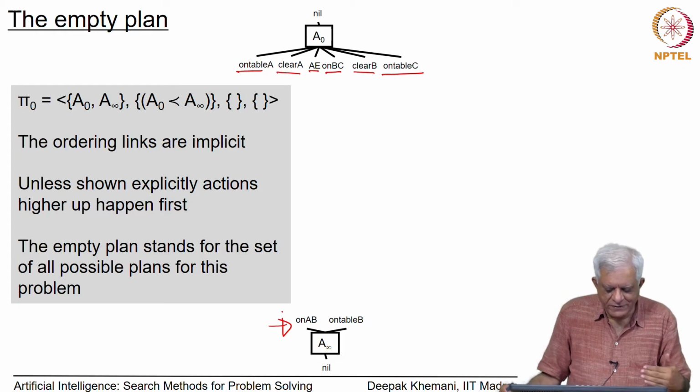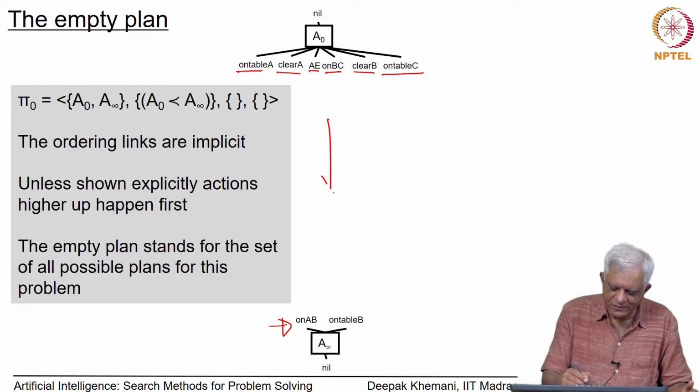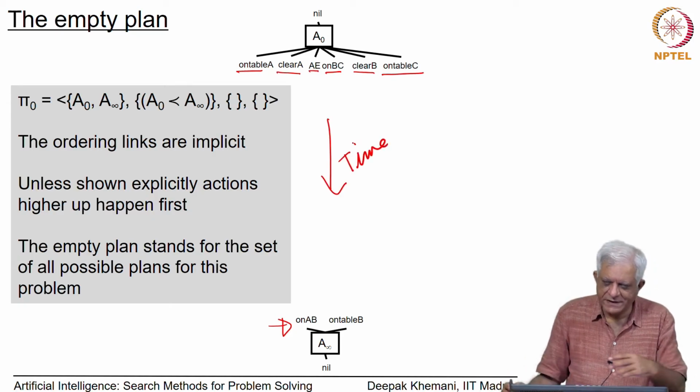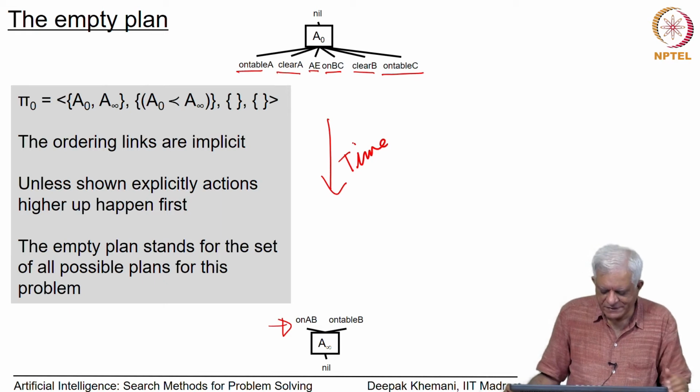Essentially, we will assume in the next few slides that unless shown explicitly, the actions which are higher up in the slide happen before actions which are lower down in the slide, which basically means that time is flowing like this from top to bottom. Any action which is higher happens first and any action which is lower happens later.